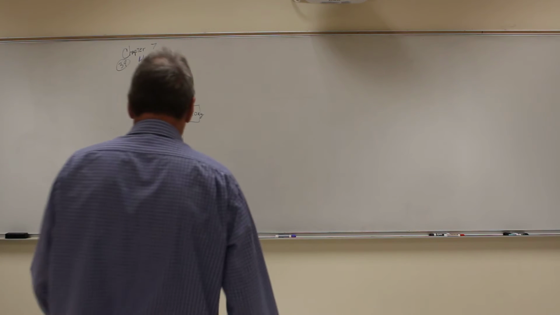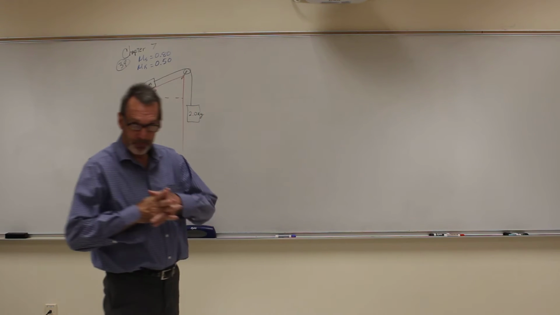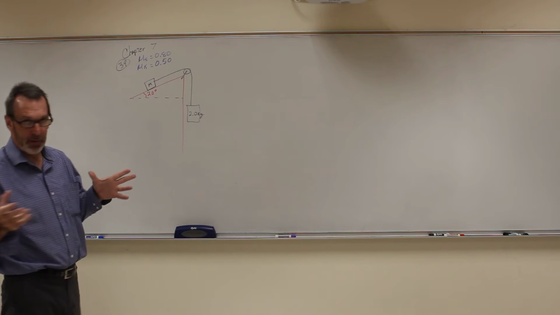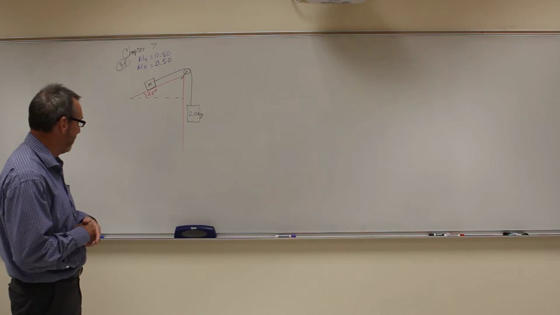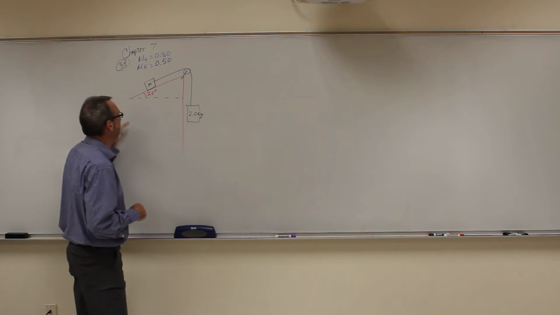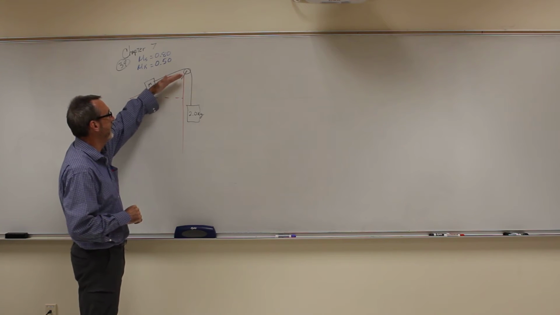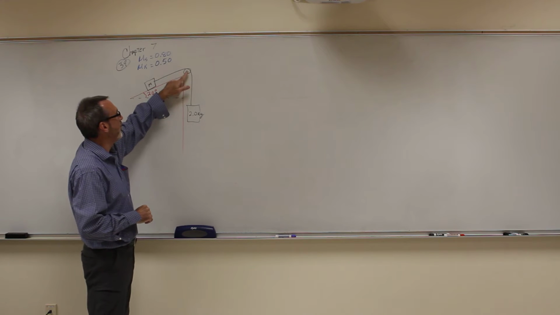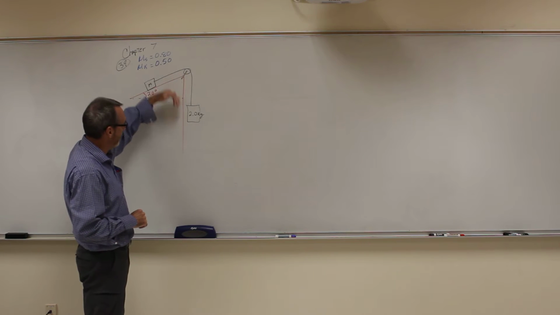The first one we're going to do in Chapter 7 is number 39. This is a good problem because it incorporates pretty much all the stuff that we need to know to do problems in Chapter 7. So this is the setup. You've got an inclined plane right here, a pulley on the top, and then it's just straight down.